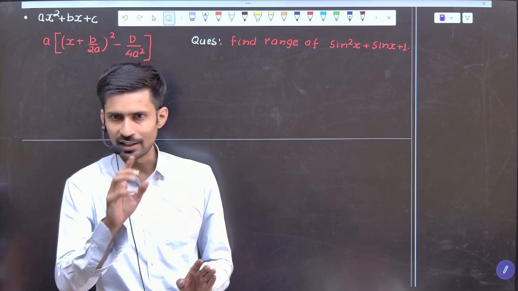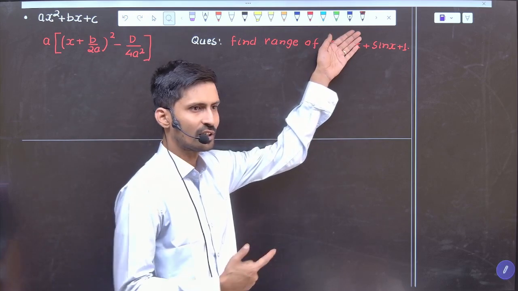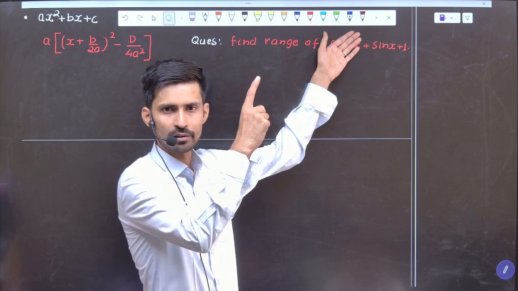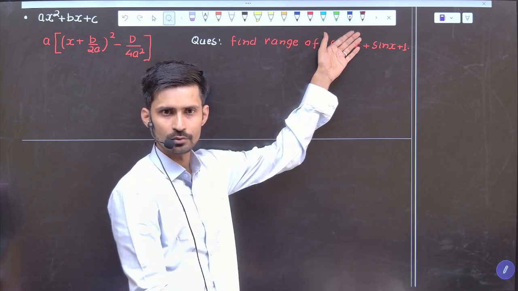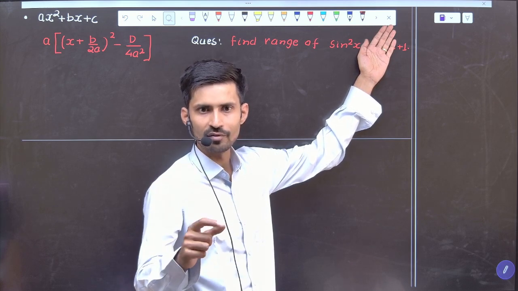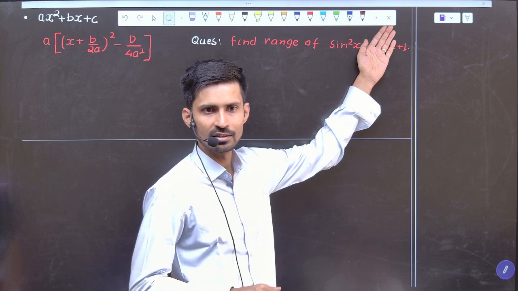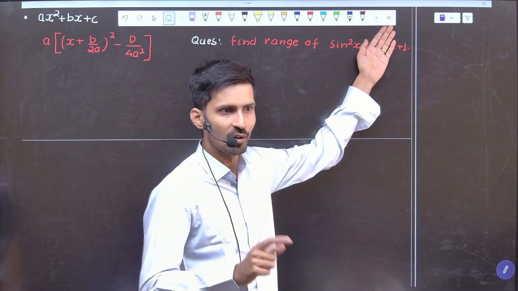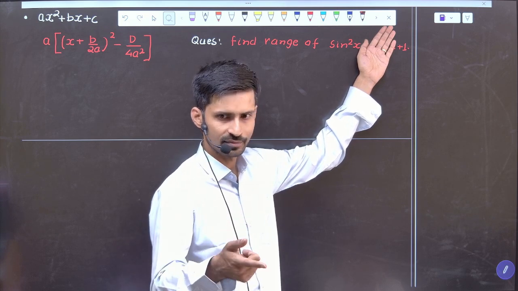Sin square x and sin x. If sin square were not there, you could find the range, yes or no? Sin x lies between -1 and 1. Add 1, done, sir: 0 to 2. If sin x is not there, then also we can find it. What is the range of sin square x? 0 to 1. What will be the range of sin square x plus 1? 1 to 2, simple. Direct add 1.